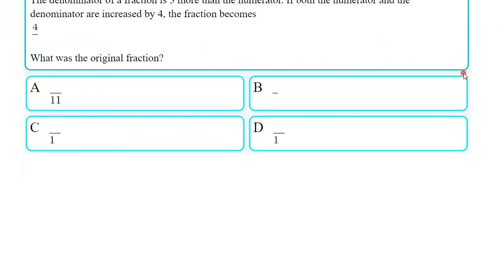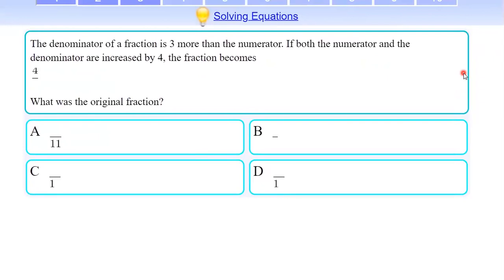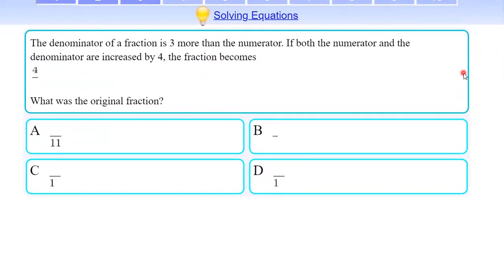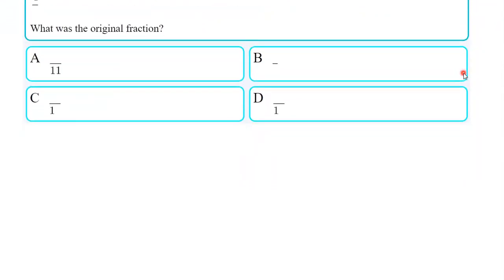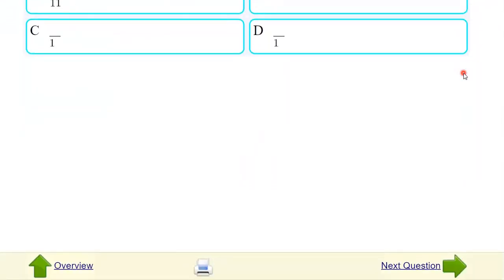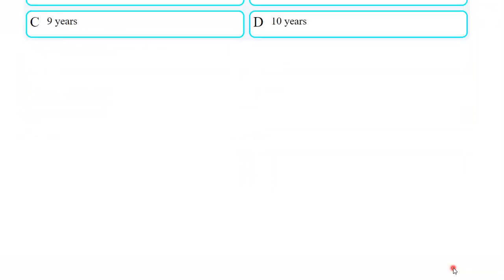Is that the actual thing? Because C and D are the same exact thing, and B is like nothing. Okay, forget about the choice. You will have to solve that. What was the original fraction? Okay, forget about that. Something is missing, I know, but anyhow, we are just going to the next question.